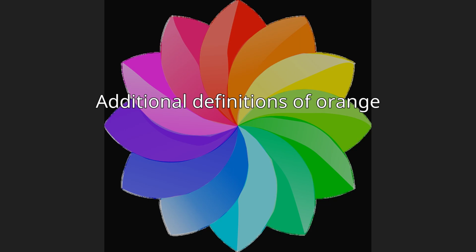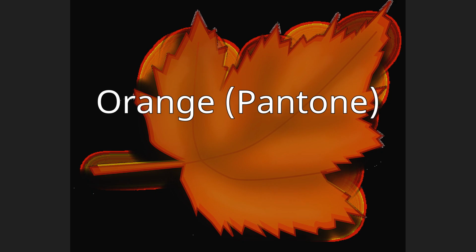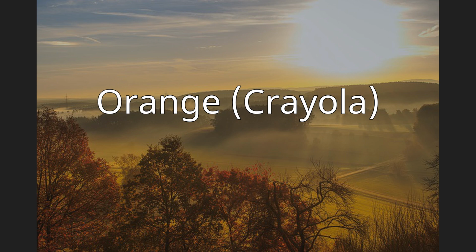Additional definitions of orange. Orange, Pantone. The color called orange in Pantone is taken from the Pantone textile paper extended TPX color list, color #21 TPX orange. Orange, Crayola. Orange was one of the original colors formulated by Crayola in 1903.